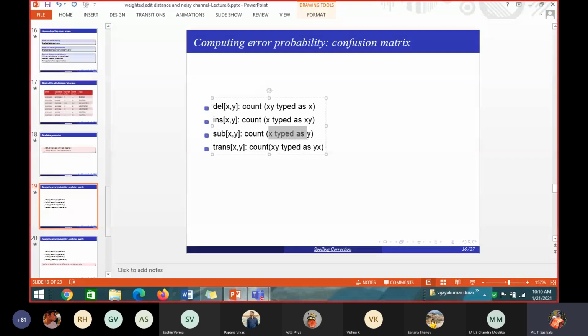XY typed as YX is what type of operation? In my mind I am thinking XY, but when I am typing, I typed YX. So what type of edit operation is applied here? Transposition. So these 4 things they are explaining.